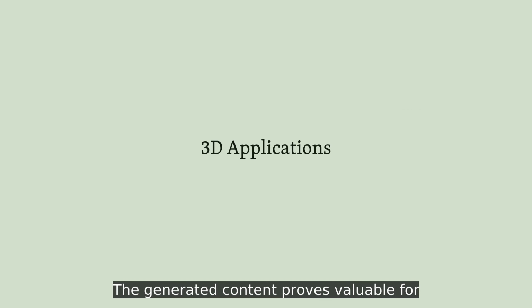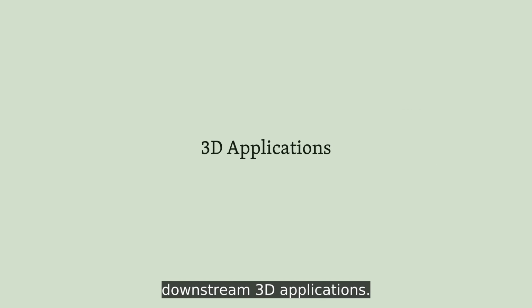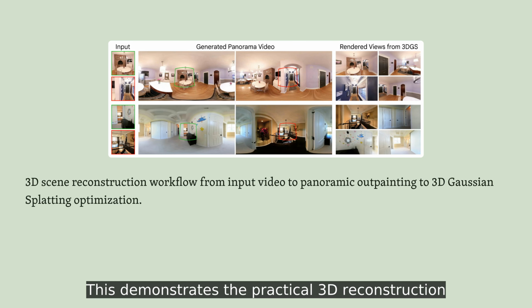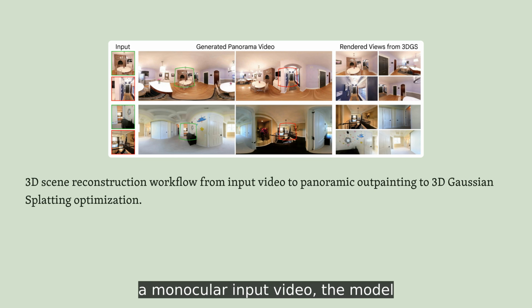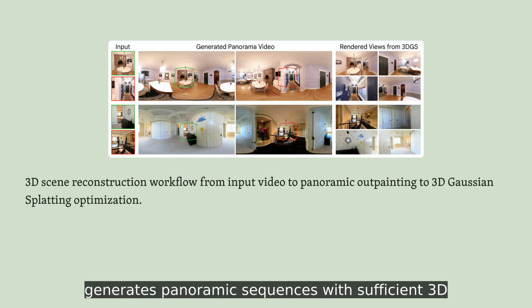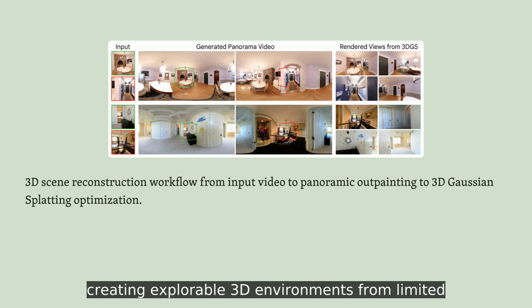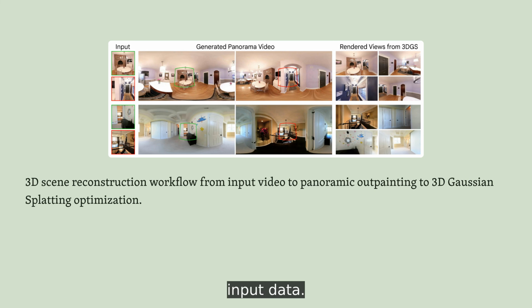The generated content proves valuable for downstream 3D applications. This demonstrates the practical 3D reconstruction pipeline enabled by OmniDiT. Starting from a monocular input video, the model generates panoramic sequences with sufficient 3D consistency to support Gaussian splatting optimization, creating explorable 3D environments from limited input data.